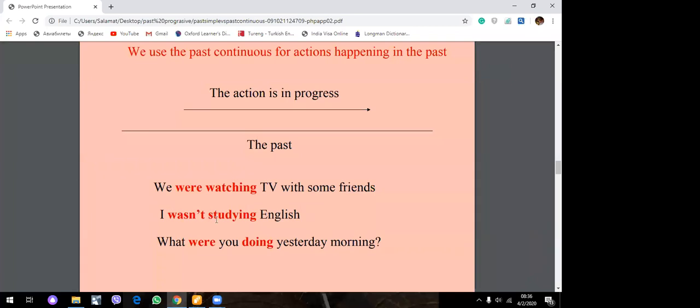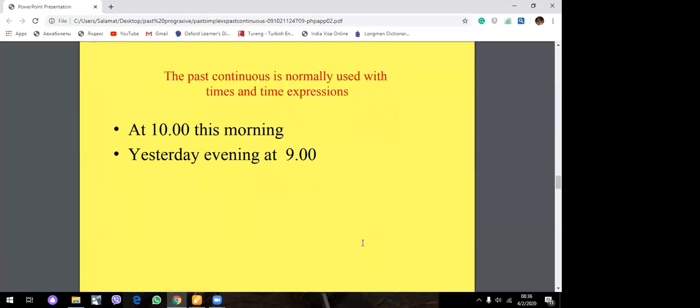I wasn't studying English. This is the negative form of the past continuous tense. And also we have the question form. What were you doing yesterday? We use it in past continuous tense. Okay, past continuous tense is also used for time expression. Okay, at 10 this morning or yesterday evening at 10 o'clock.